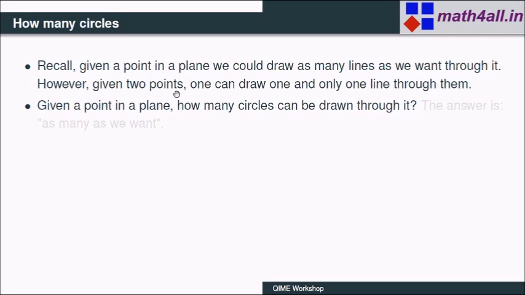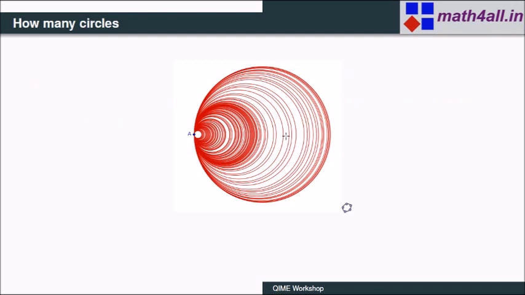Given a point in the plane, now we ask a similar question about the circle. How many circles can be drawn through it? Of course, we will say the answer is infinite, because there are as many as we want. Since the point is on the circle, the center could be anywhere in the plane, and there are infinite possible centers, so there are infinitely many possible circles that you can draw.